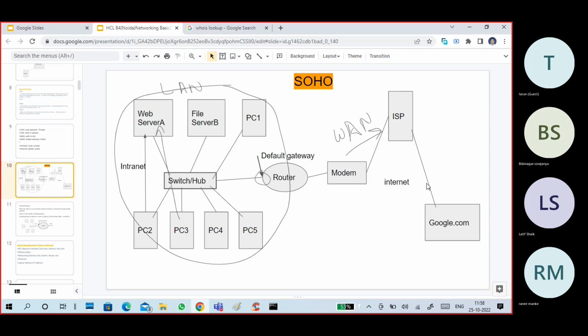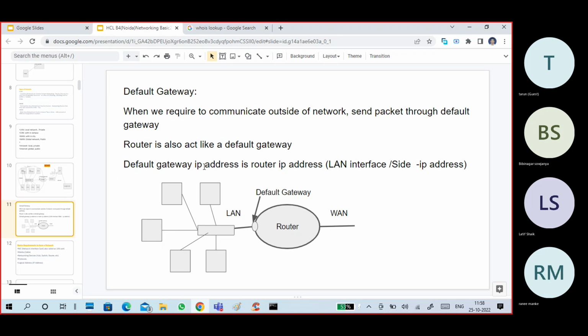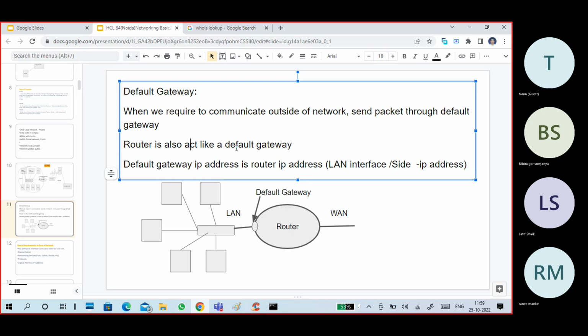Then it will go outside and reach the destination. The destination gives a reply, then it comes back and reaches our PC. So here, this is my LAN network. When I'm communicating outside of my LAN, I have to communicate through the default gateway. In most cases, your router acts like a default gateway.